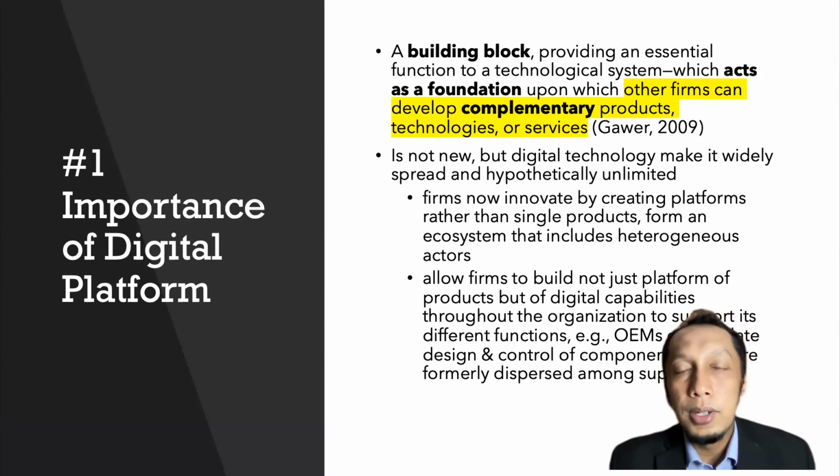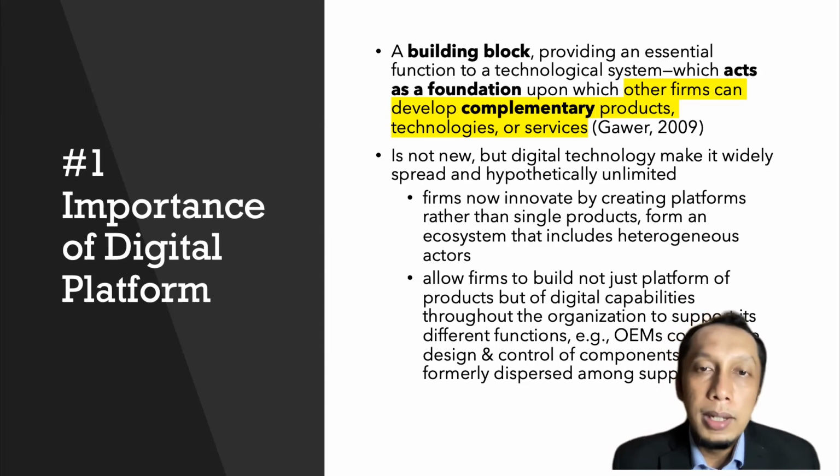For example, a traditional market is actually a platform because it is a building block that enables buyers and sellers to meet and do transactions. In a traditional world, buyers and sellers in that market usually come from people who live not far from the market. But in a digital world, buyers and sellers can come from everywhere. That's why, hypothetically, the spread of a digital platform can be unlimited.